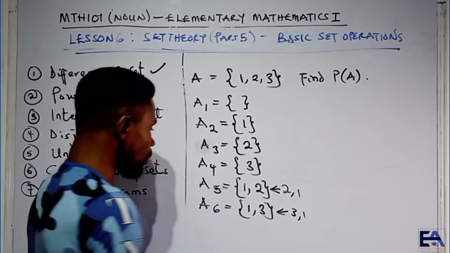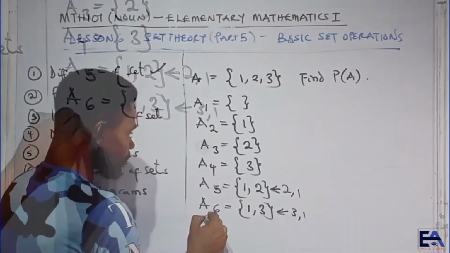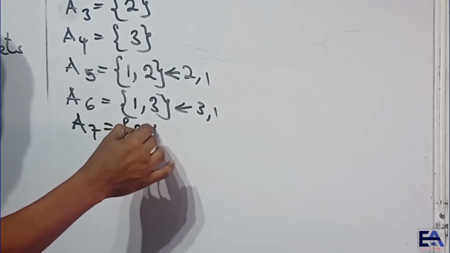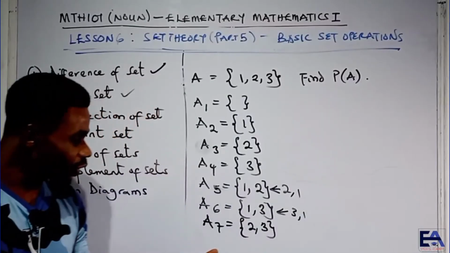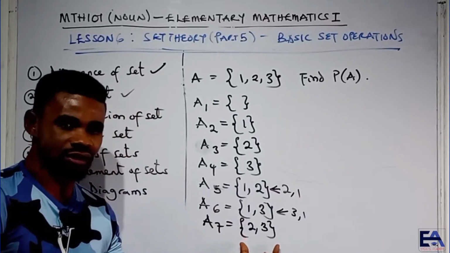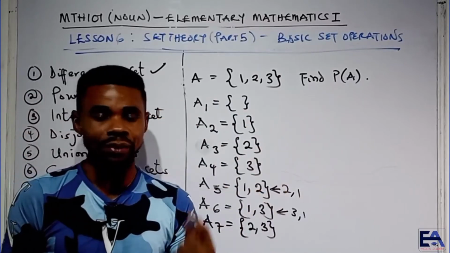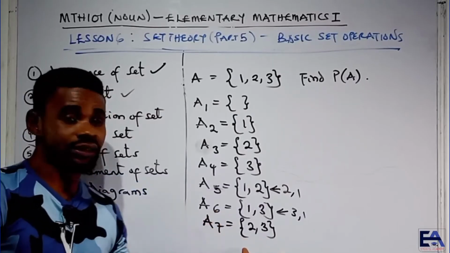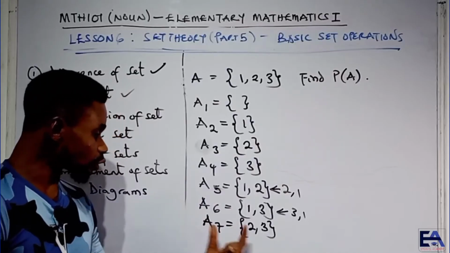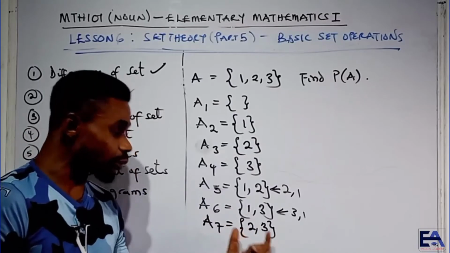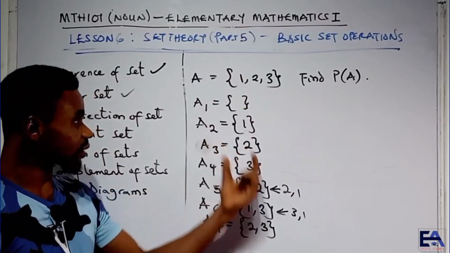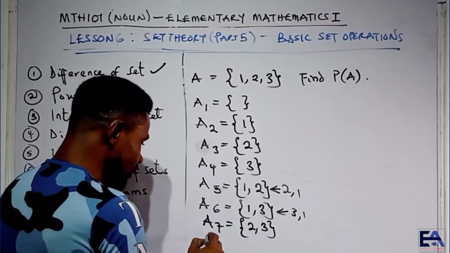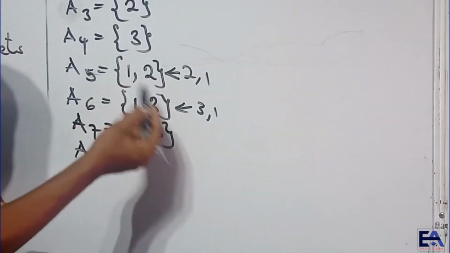Okay? Now, the next one, A7, we can form another set that contains 2 and 3. In the previous video, I did not include this 2, 3 when I first explained power sets. That was an omission. Please, I'm very sorry about that, but you can correct it in this video now. So 2 and 3 is another possible subset that can be formed from this set A, which contains 1, 2, 3.